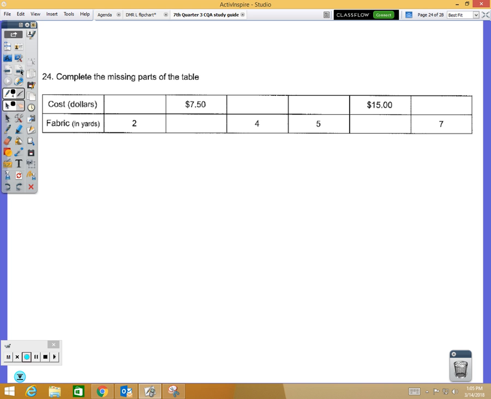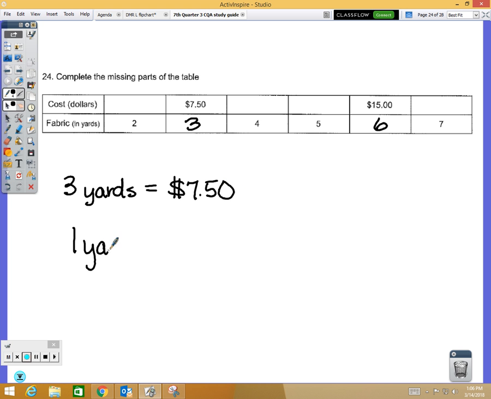I think the top row, it's missing a lot more numbers. It's going to be harder to do. So I'm going to do the bottom row first. 2, 3, 4, 5, 6, 7. Now, before I figure out the top row, I'm going to go ahead and figure out if I know that 3 yards equals $7.50, let's go ahead and figure out how much 1 yard would be.